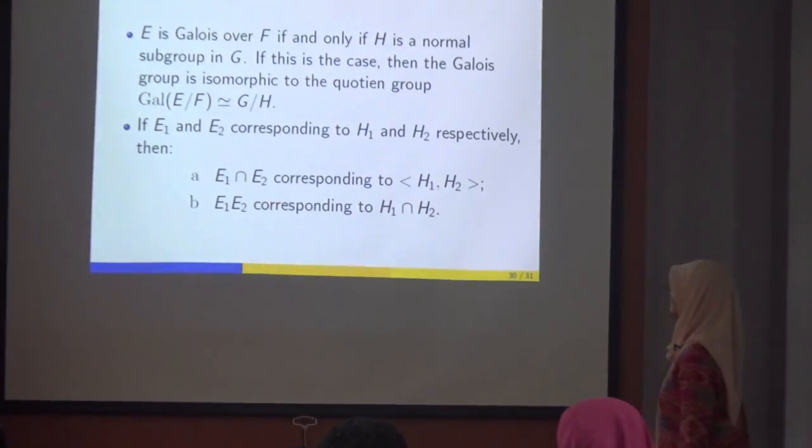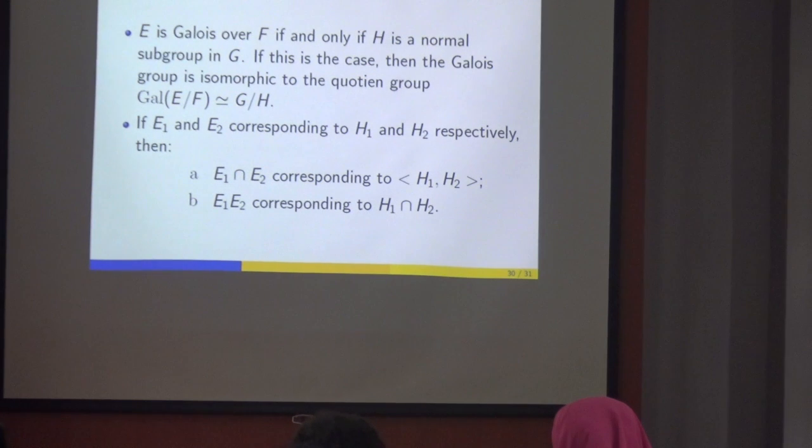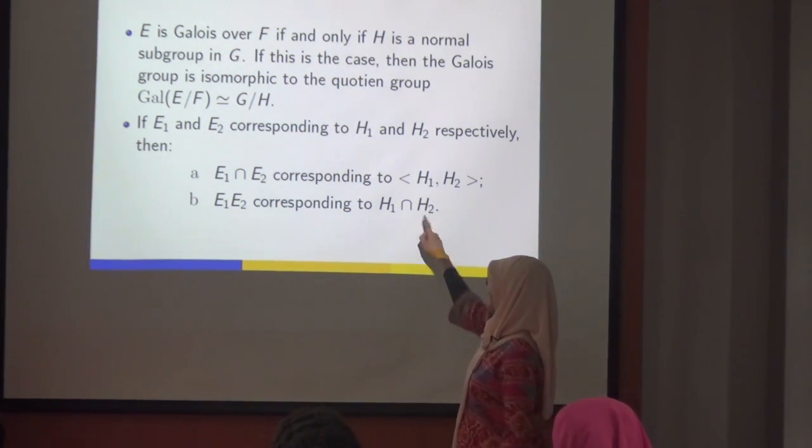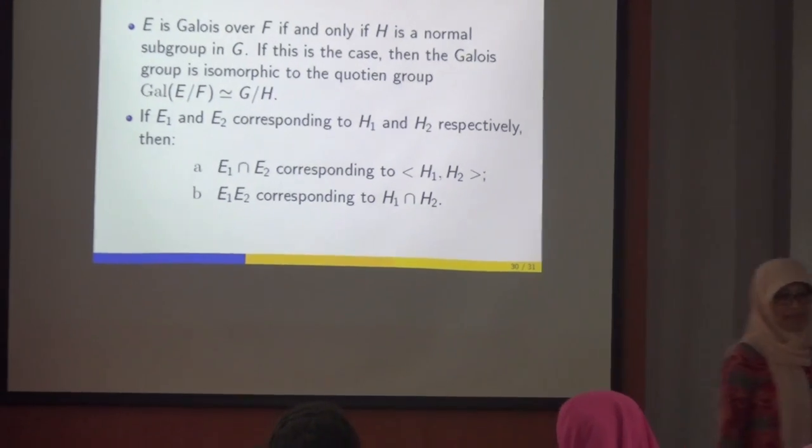Another property: A is Galois over F if and only if H is a normal subgroup of G. If this is the case, then the Galois group is isomorphic to the quotient group G over H. If A1 and A2 correspond to H1 and H2 respectively, then the intersection of A1 and A2 corresponds to the subgroup generated by H1 and H2, and the composite A1A2 corresponds to the intersection of H1 and H2.